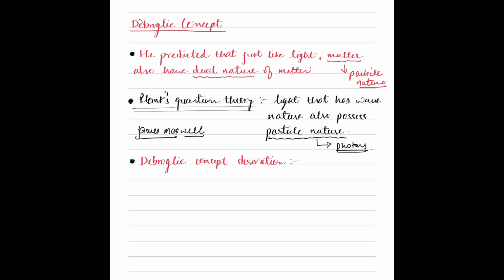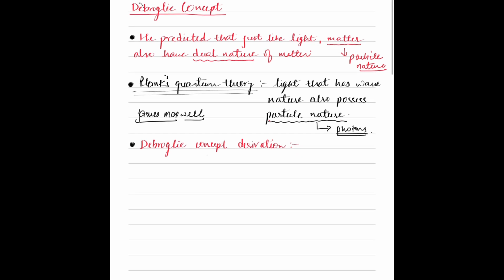But the important thing is, how did he relate these two concepts of particle and wave nature of matter? So to do this, let's derive the de Broglie equation. Now let's derive the de Broglie equation with respect to radiations only. We know in radiations, or let's be specific, in the case of light radiation, it is the photons that are the energy carriers. Photons are the particles, right?